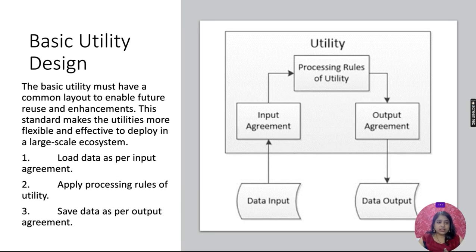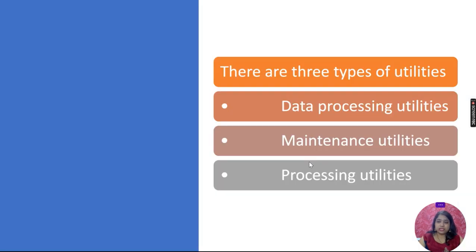Now, basic utility design. As we can see, what's the basic structure of a utility design? We will have three entities. One is the input agreement, then the processing rules of utility, and then the output agreement. So whatever data is given as input has to conform to the input agreement. Then the processing of utility rules will happen as per the rules, and then the output agreement will be checked, and then the output will be produced. So this is the entire ecosystem of basic utility design.